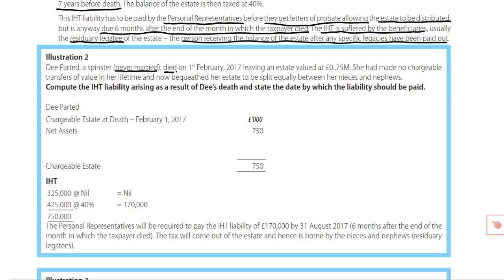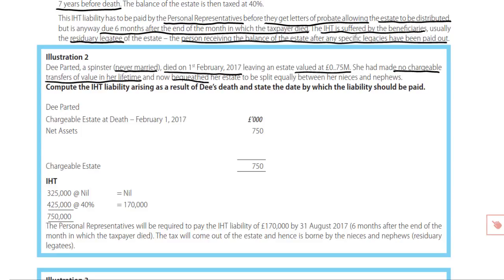But D here died on the 1st of February 2017, leaving an estate valued at 0.75. So that listing exercise has already been done for you. The valuation exercise, the deductibility of mortgage or other liabilities has been dealt with, and we've got a chargeable estate valued at 0.75 million. She'd made no chargeable transfers of value in her lifetime, let alone within the 7 years before death. What does that mean? It means that if there were no lifetime transfers within the 7 years before the date of death, then none of the nil rate band will have been used on such lifetime transfers, so it is all available to go against the chargeable estate at death.